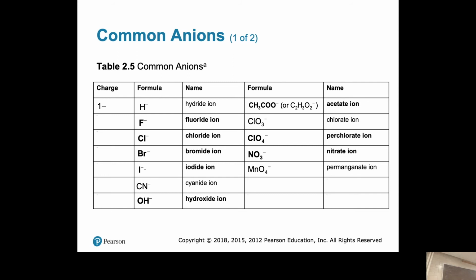Hydride. Hydride is an ion that has a -1 charge. Fluoride, -1 charge. You already knew that. Chlorine, bromine, iodine. This is cyanide right here. That's got a -1 charge. This is hydroxide, which is a base, a super strong base.